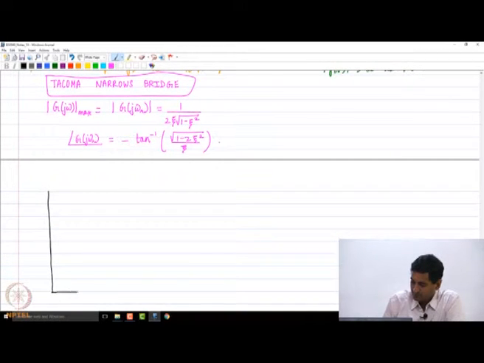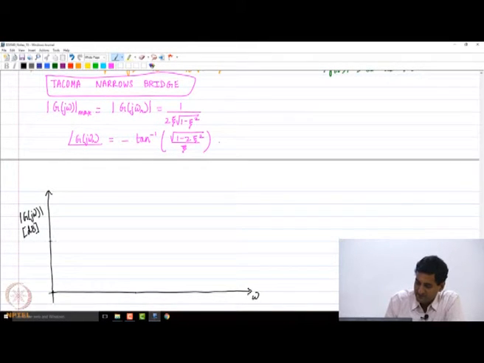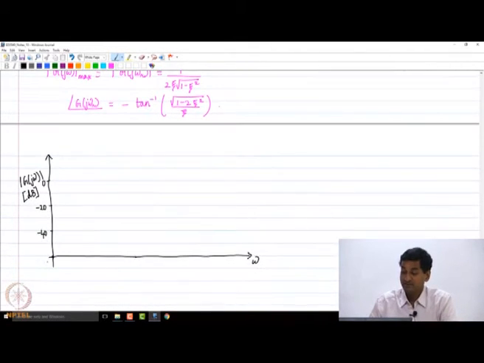Of course we are going to consider omega on a logarithmic scale, and on the y axis we have the magnitude of G(jω) in decibels. Let's say this is the 0 decibel line. Let me just redraw this. Okay, so let's say this is the 0 decibel line. Let's say this is minus 20. Let's say this is minus 40. Okay, so that's what we have.